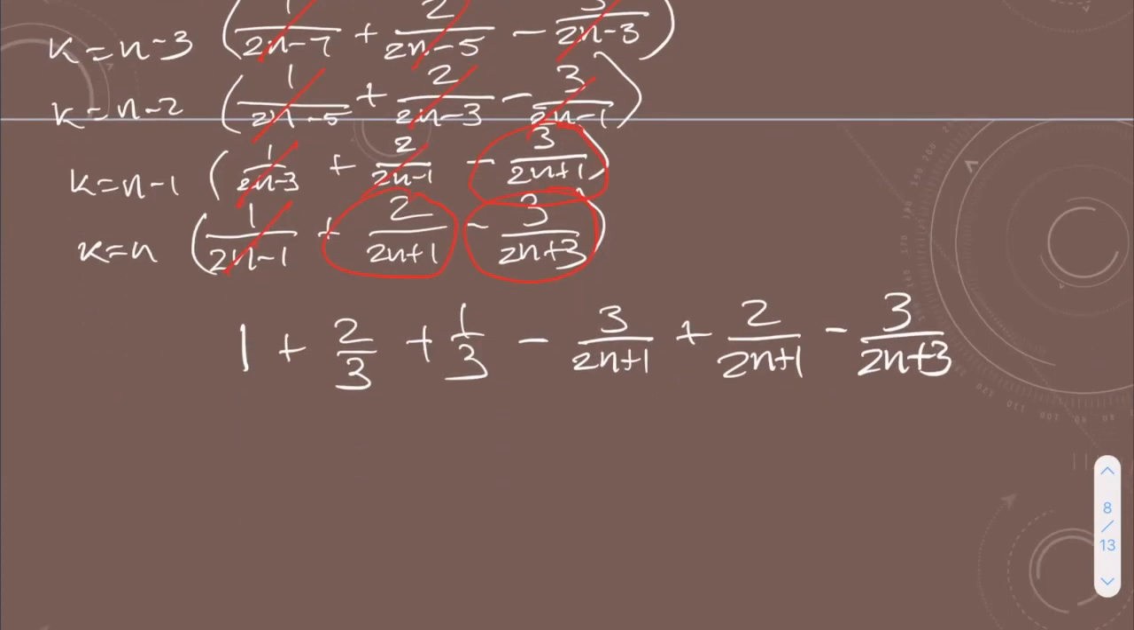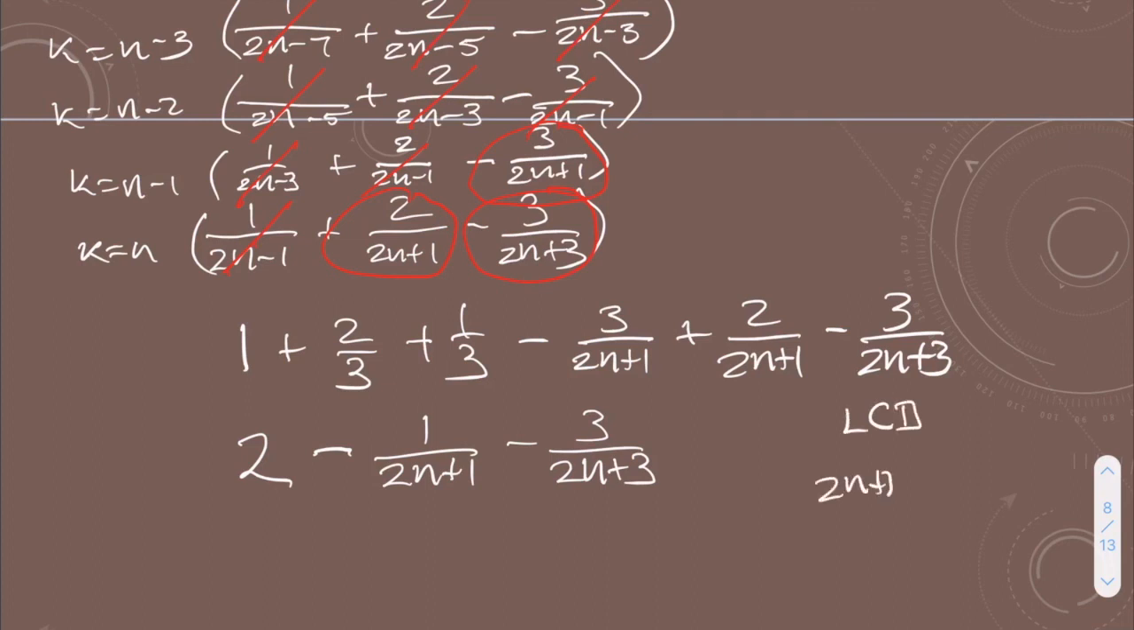Now this takes some cleaning up. Notice the 2/3 and 1/3, that adds to 1. So 1 plus 1 is 2. Minus, we've got negative 3 plus 2 over 2n plus 1. So that's just negative 1 over 2n plus 1. And minus 3 over 2n plus 3. Okay, we know that our LCD is 2n plus 1 times 2n plus 3.